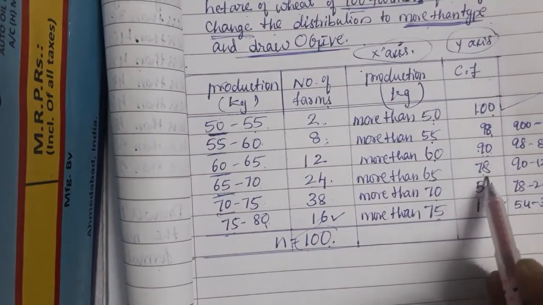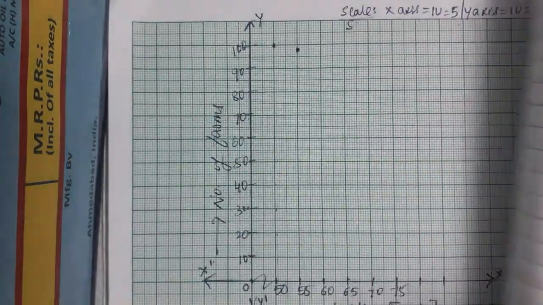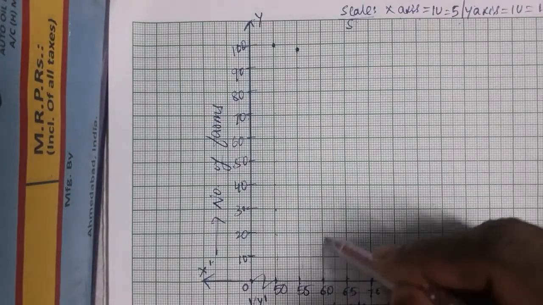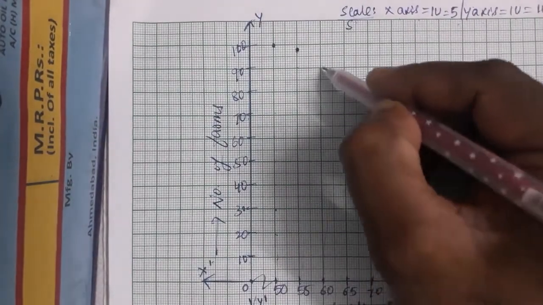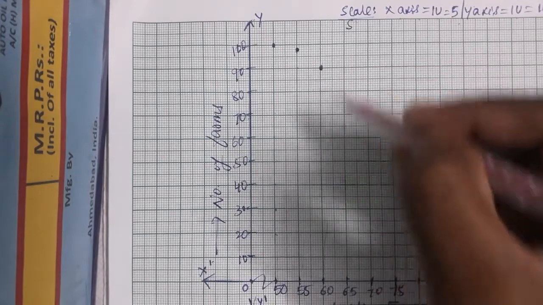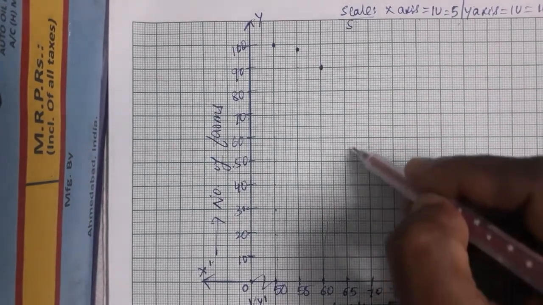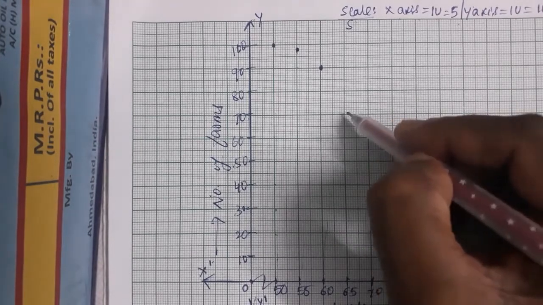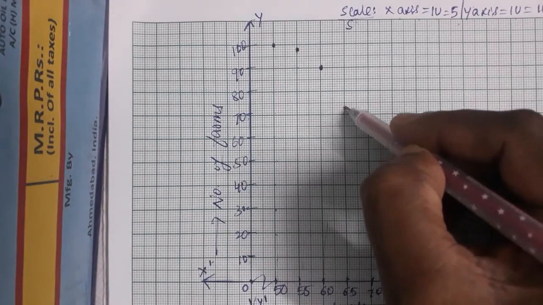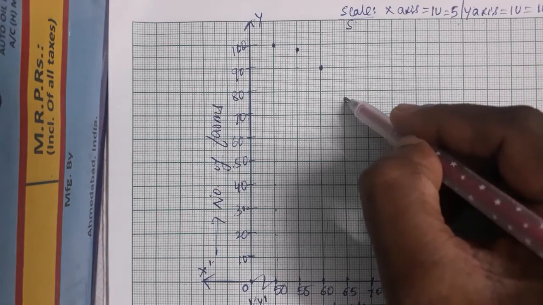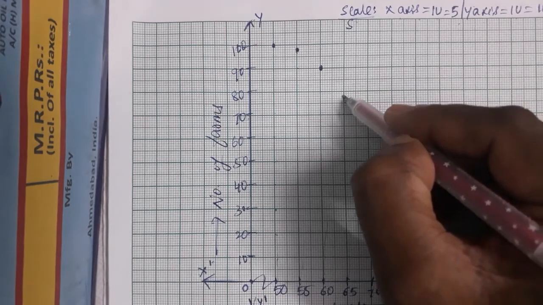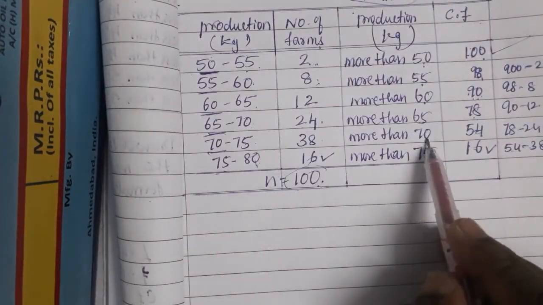For 65, it is 78. So I am going to 60. 60 is here. Come up, come up, come up. 90 is here. Then for 65, it was 78. Go here. So 70 is here. Count small boxes. 1, 2, 3, 4, 5, 6, 7, 8. 78.